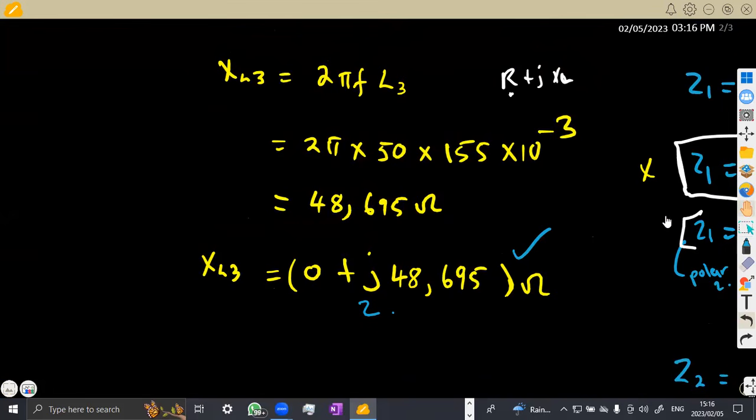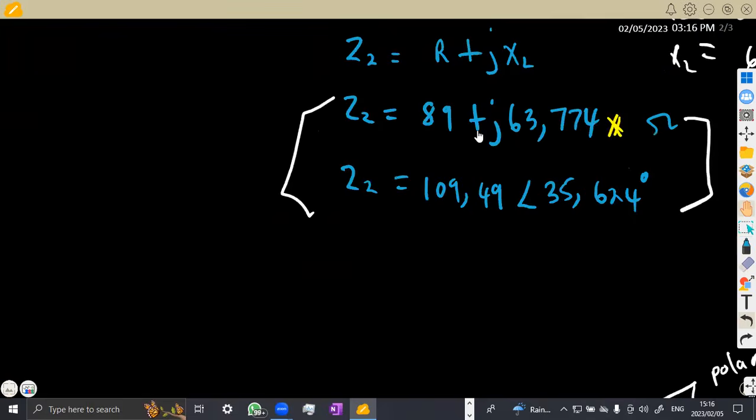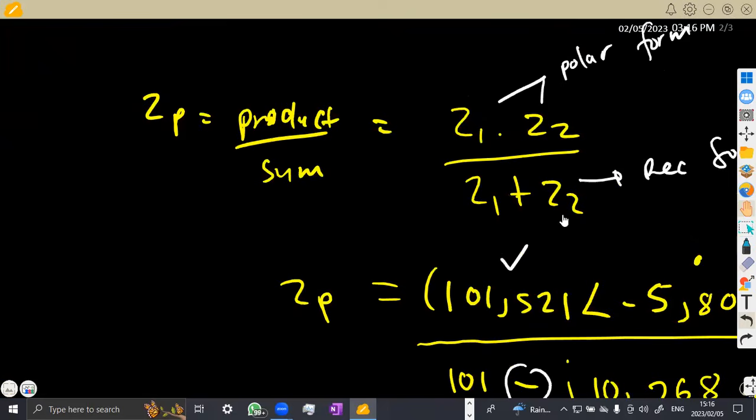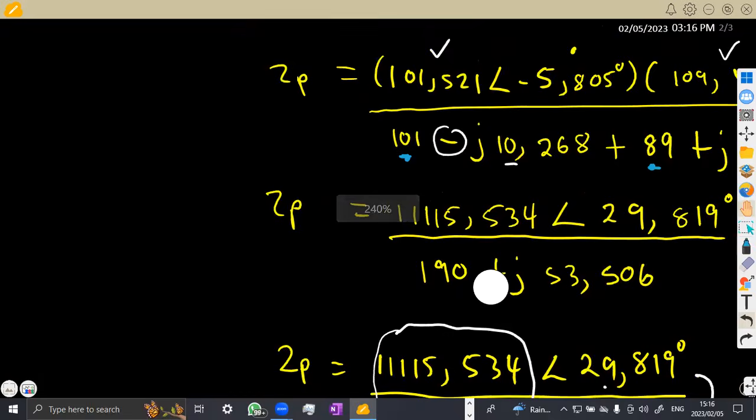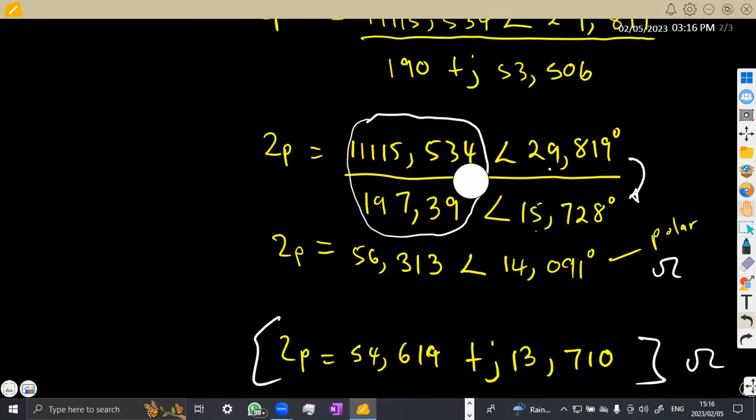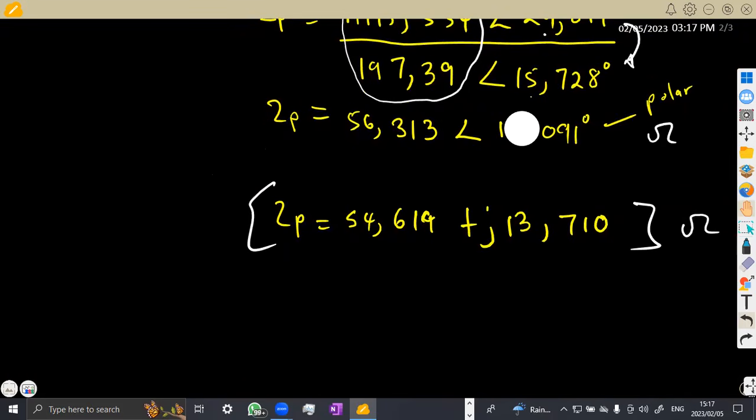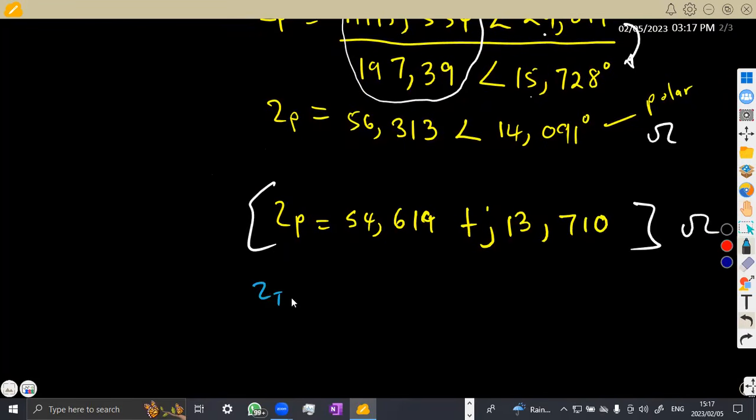So let's see what you're going to have at the end if we can add these two. Remember your XL3, just remember this value, guys. You've got a lot of information, maybe I can just erase some of the information here. All right, so this is where we are. So we are going to add the two to calculate ZT. So ZT is going to be ZL3, the one that we calculated, plus our parallel combination.